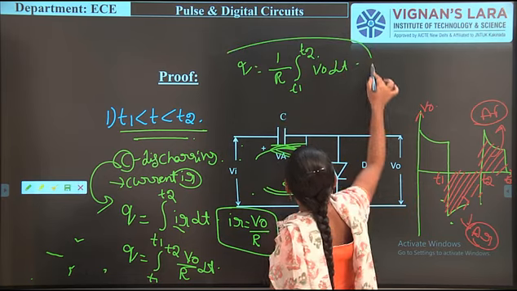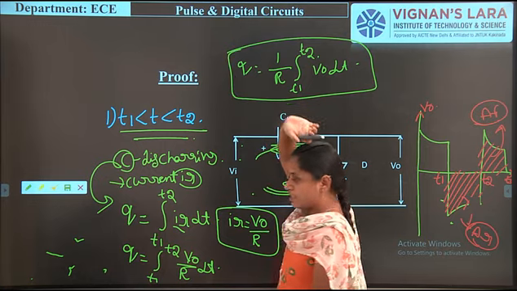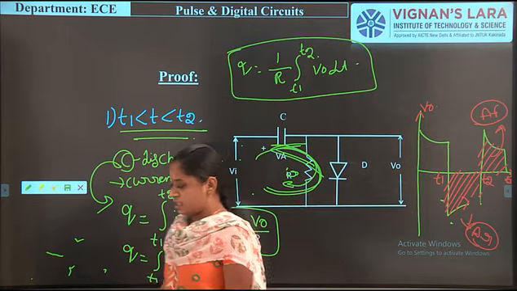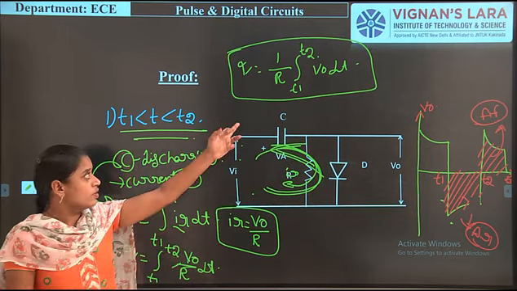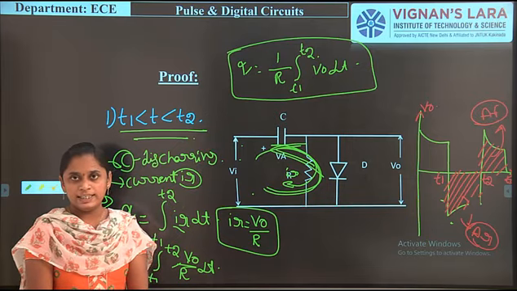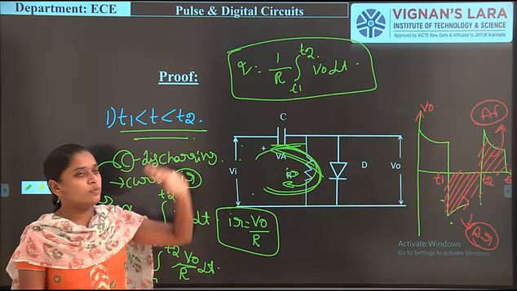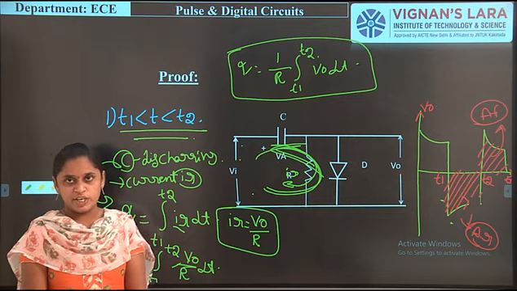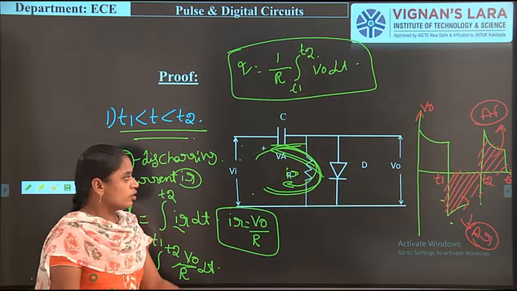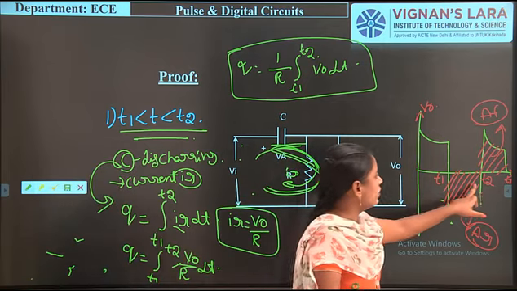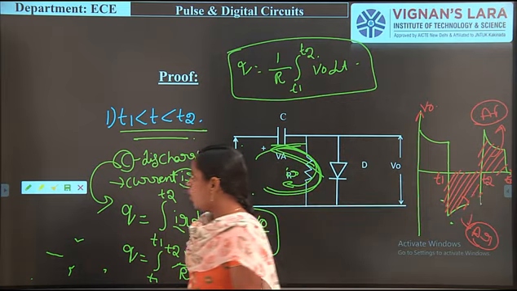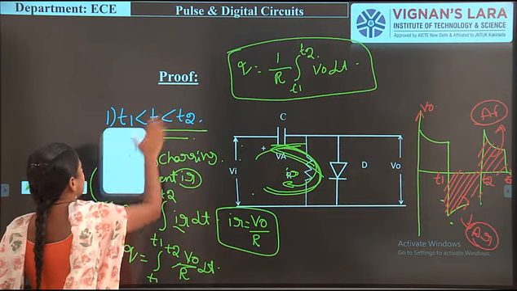So when the capacitor starts discharging, the charge lost by the capacitor is Q, equal to 1 by C integral T1 to T2 of V naught into dt. So that is the condition. We have found the T1 to T2 condition only, so then we go for the next one.